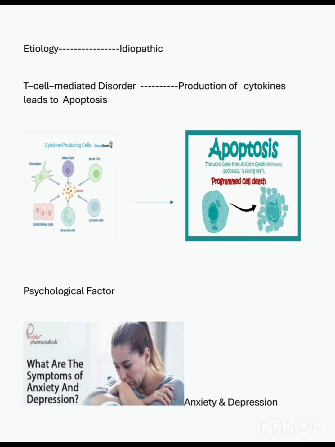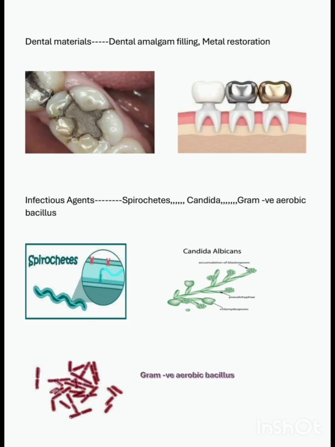Now let's discuss the etiology of lichen planus. It is idiopathic, that means the exact etiology is unknown. Moreover, it is a T cell mediated disorder where the production of cytokines leads to apoptosis. Additionally, certain factors such as genetic predisposition, environmental influence, and lifestyle factors can trigger the immune system. Psychological factors like anxiety and depression, as well as dental materials and infectious agents such as gram-negative bacteria and candida, have also been associated with lichen planus in humans.